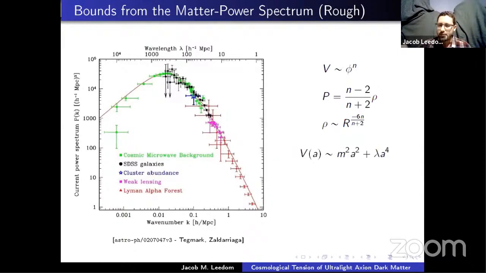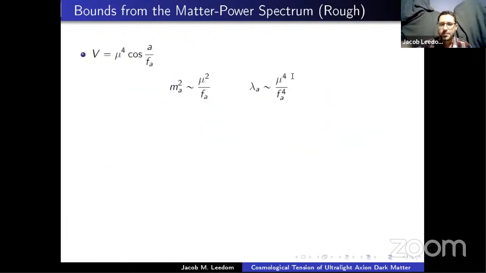Now we can add a quartic perturbation to this. We'll just add a lambda a to the 4th, for instance, and then using the constraint at matter radiation equality on the perturbations of the energy density over the energy density itself, we can wave our hands a little bit and say that the perturbations are given by the quartic term, and the dominant part of the energy density is given by the quadratic term. Then we get a rough looking bound, something like this. We can apply that directly to the ultralight axion dark matter.